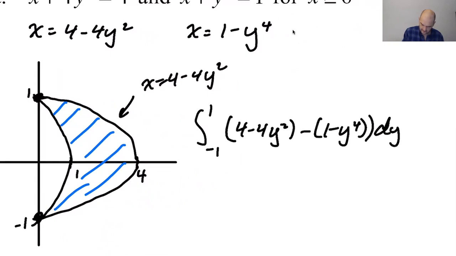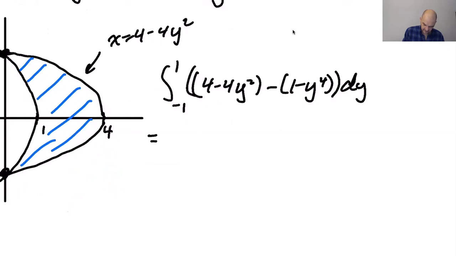All right, we should clean this up before we try to do it. So 4 minus 1 is 3, and then we'll just get minus 4y squared plus y to the 4th.